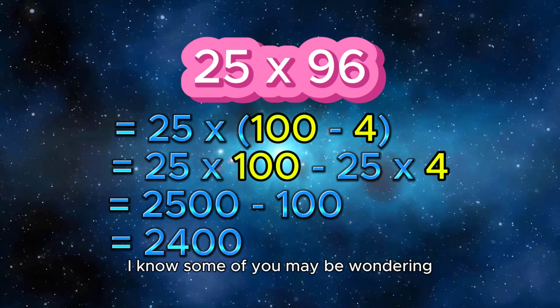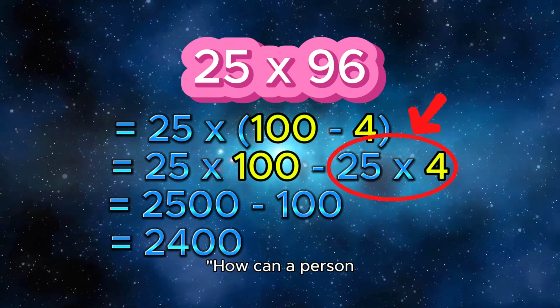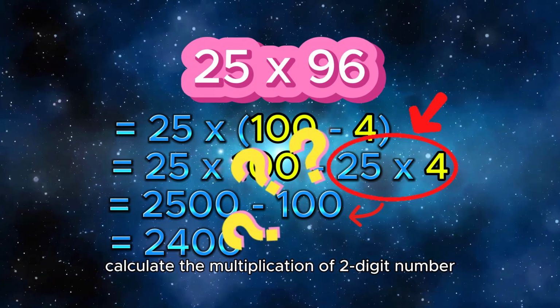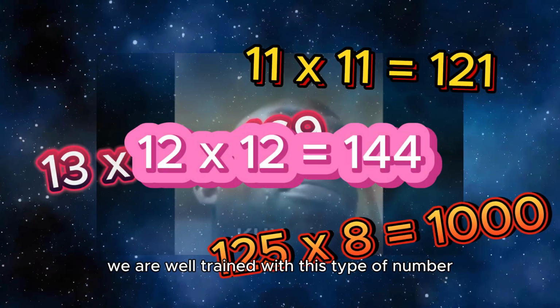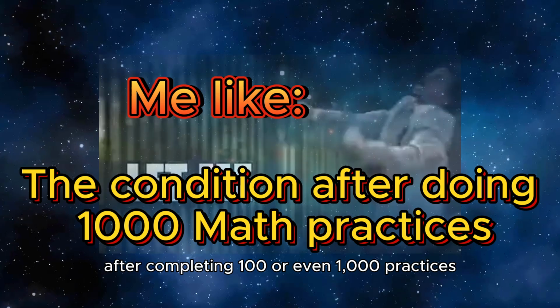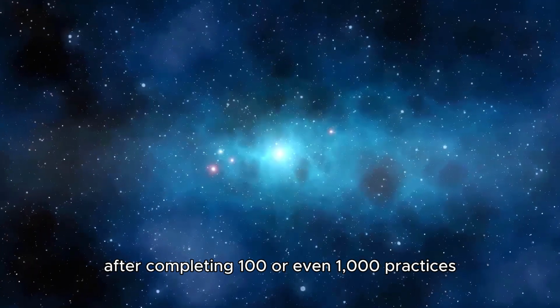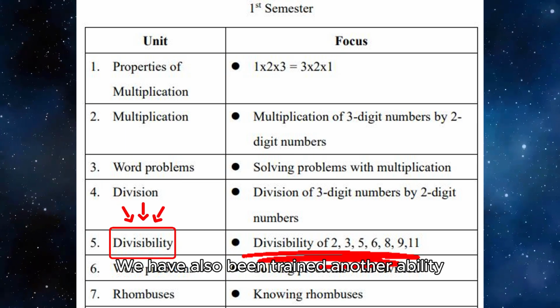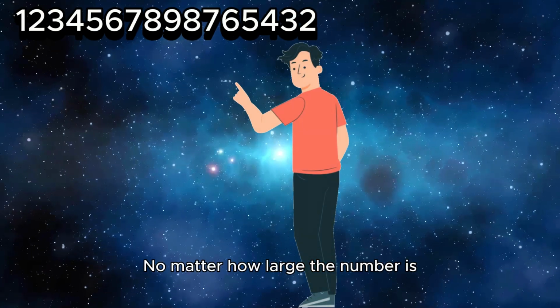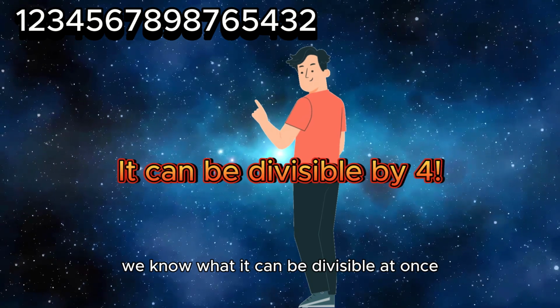I know some of you may be wondering, how can a person calculate the multiplication of 2-digit numbers so quickly? I'm going to tell you, we are well trained with these types of numbers after completing 100 or even 1000 practices. And guess what? We have also been trained in another ability. No matter how large the number is, we know what it can be divisible by at once.